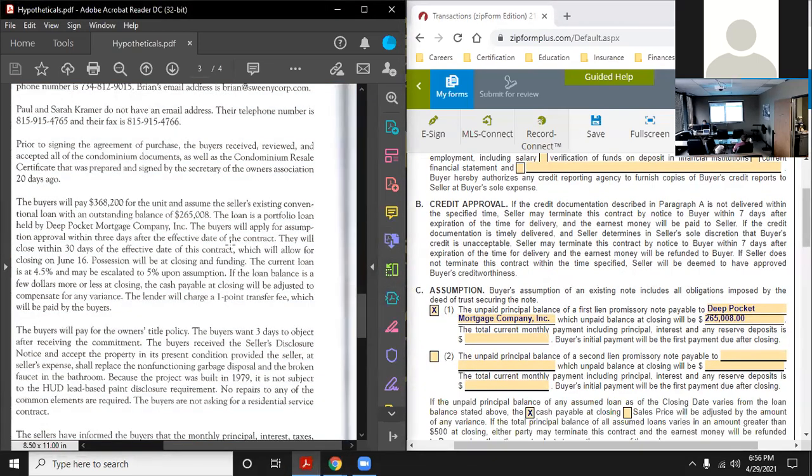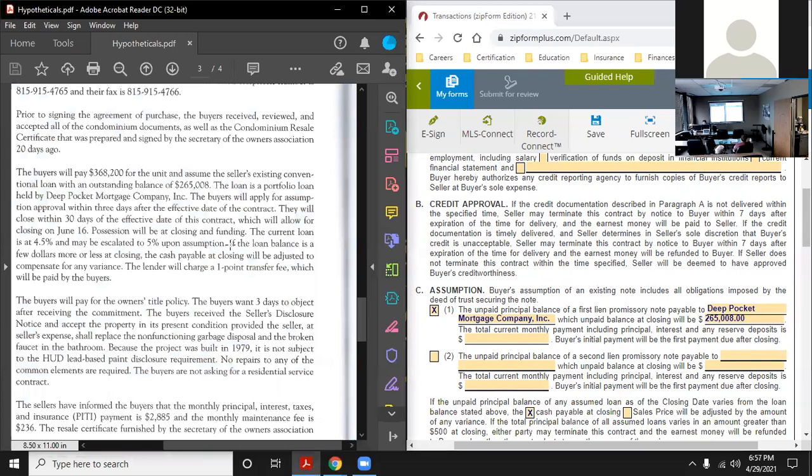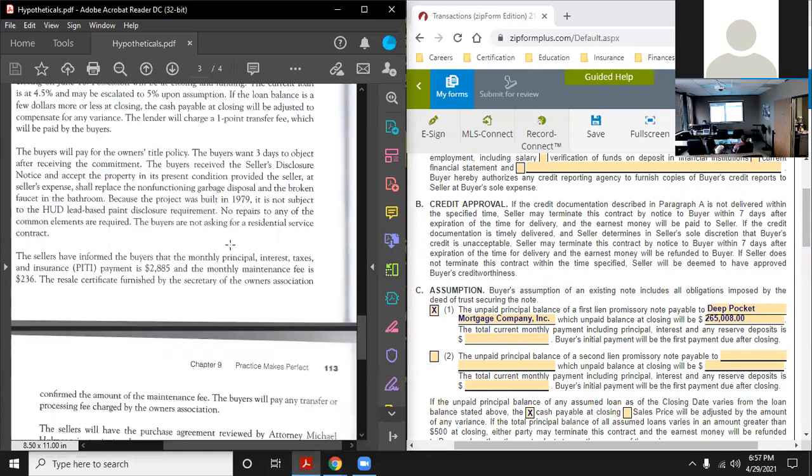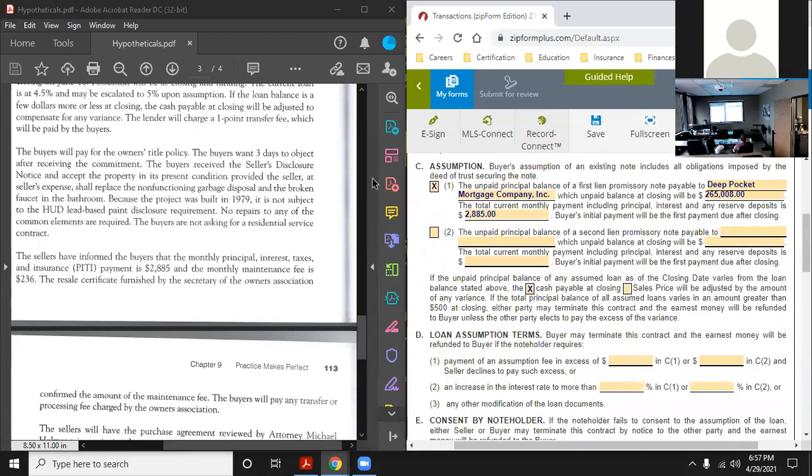the total current monthly payment, including principal, interest, and any reserve deposits, it did say in here that the PITI payment is $2,885 per month. So we're gonna go $2,885 there. And again, there's no second lien. That is the only lien on it.